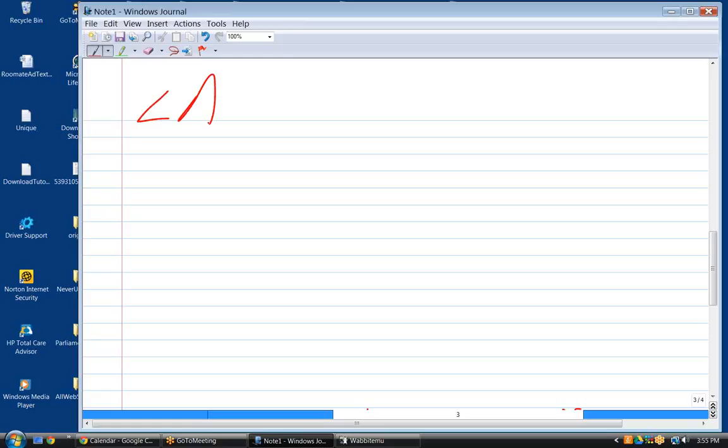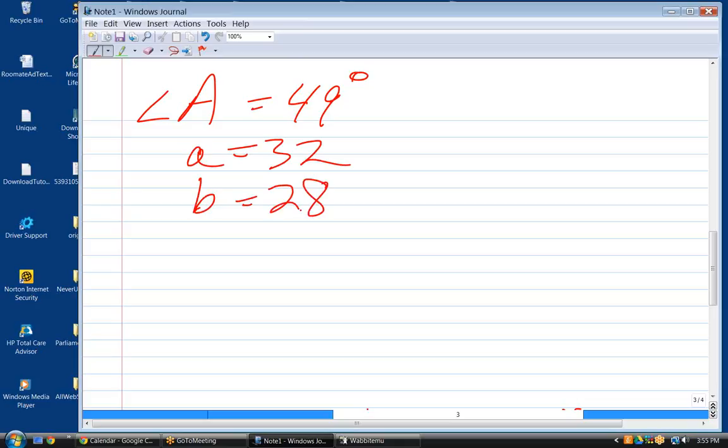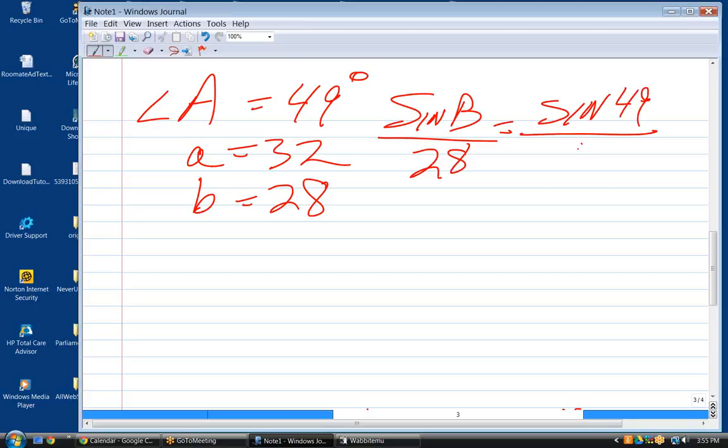Angle A is 49 degrees. Side A is 32, and then side B is 28. Okay. So the first thing we need to solve for is angle B. So it'll be sine B over 28 equals sine 49 over 32. Okay, what's that number?